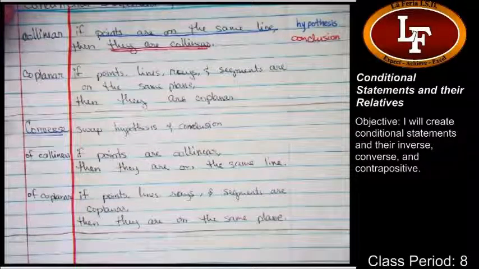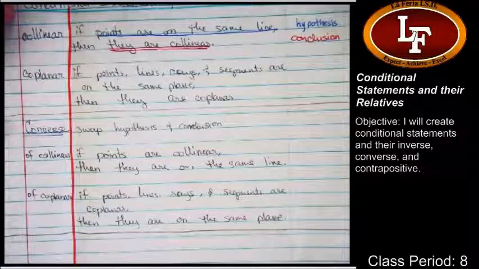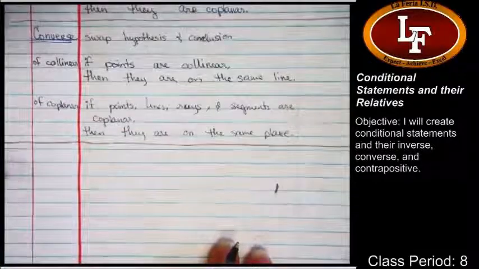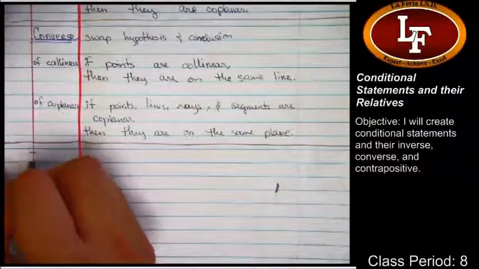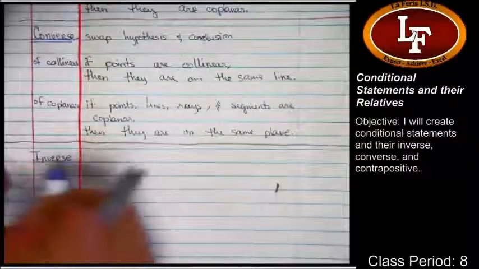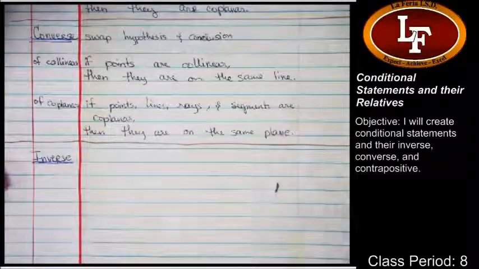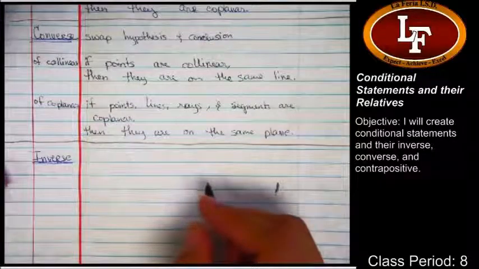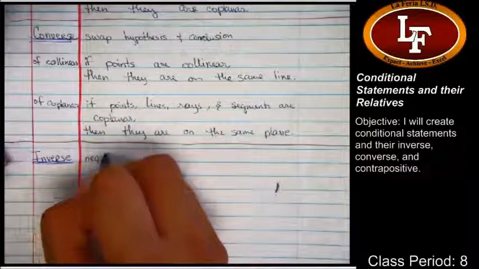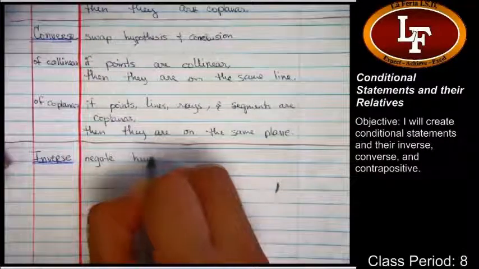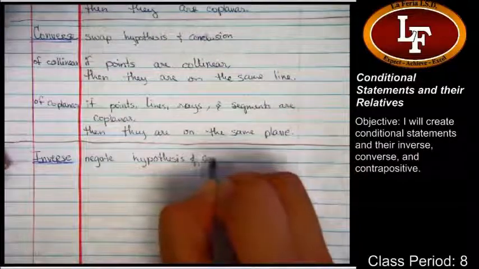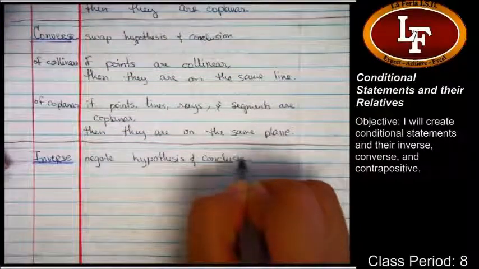Louise, if you don't mind, lean the other way. Thank you. Okay, let's meet the next relative. The next relative is the inverse. The inverse asks us to do this to the original conditional statement. It negates the hypothesis and the conclusion.